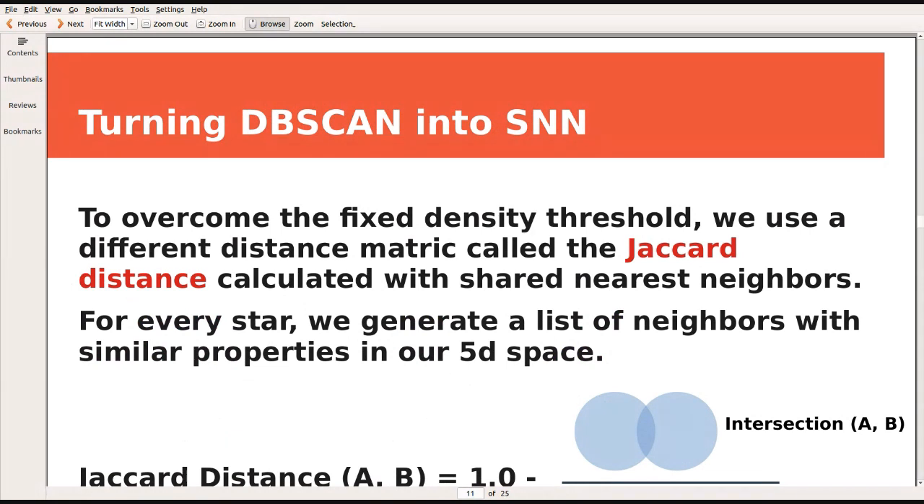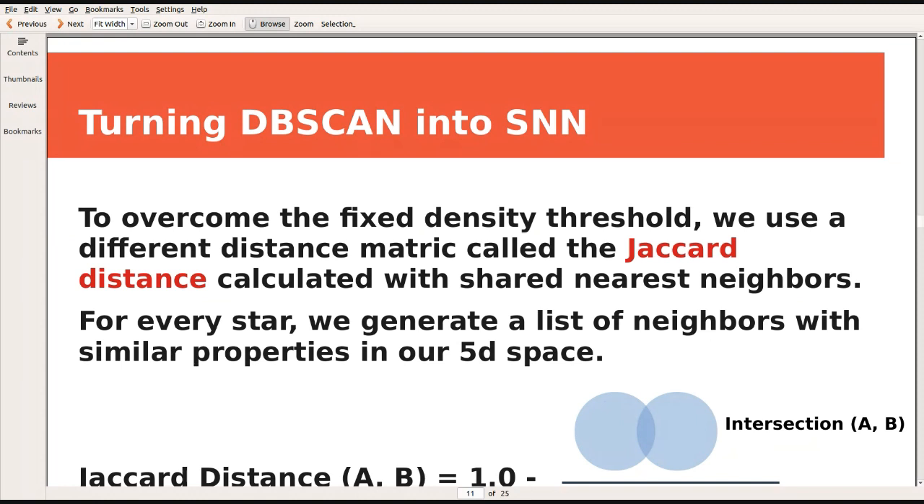So here's SNN to the rescue. To overcome it, we introduced a new distance metric called the Jaccard distance. I didn't invent it. It's just available online. Here, for every star, we generate a list of neighbors with similar properties in our 5D space. And how to get the stars with similar properties, I'll discuss later.